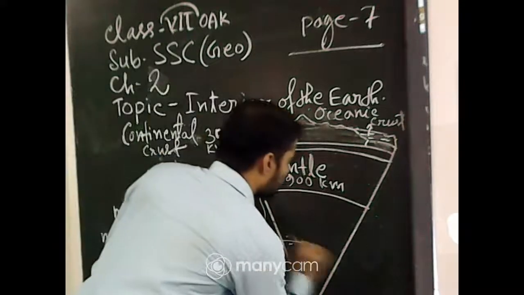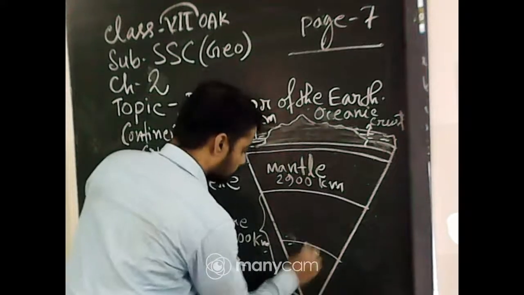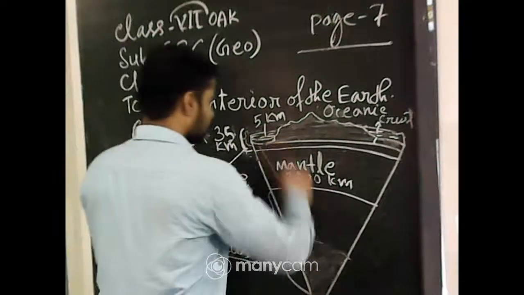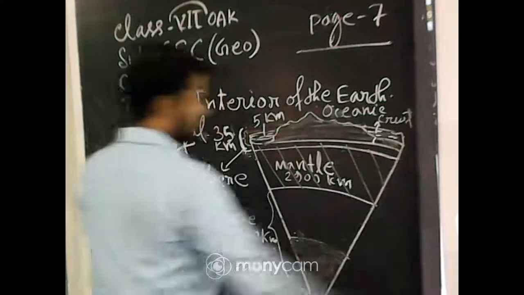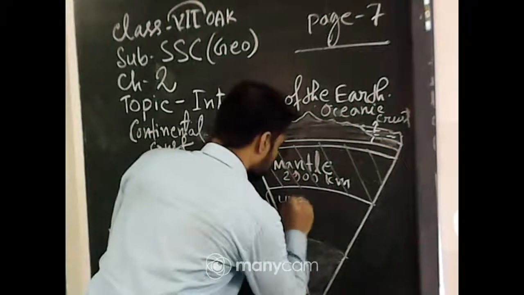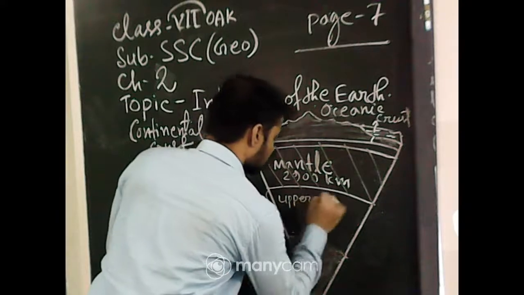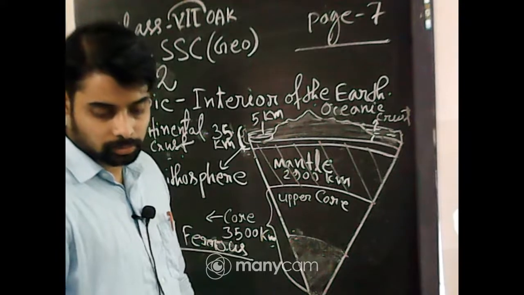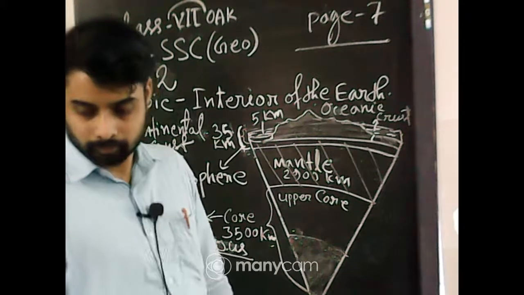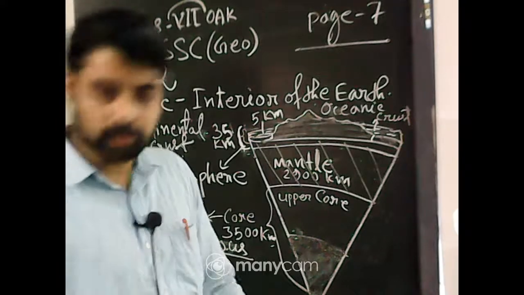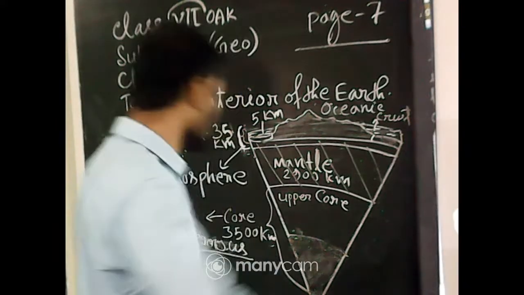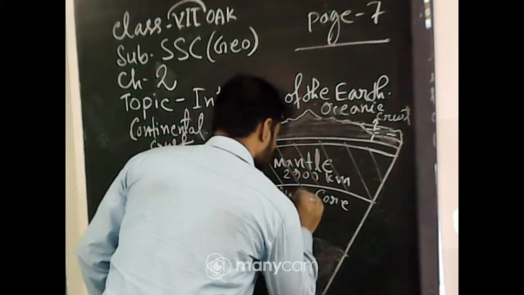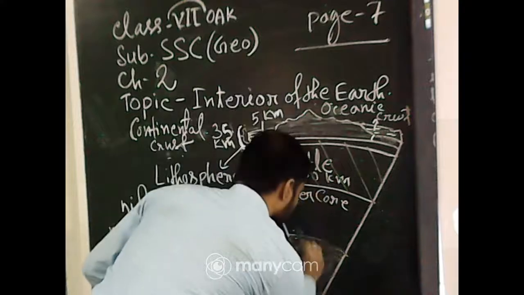Geologists also divided the core into two parts: the upper core and the lower core, or it is also called the outer core and inner core.